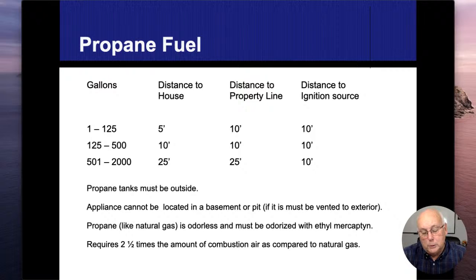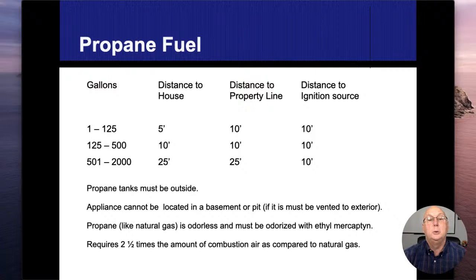Now, our ignition sources are going to be outlets, air conditioning compressor units. If you have an outside distribution panel, that would be considered an ignition source as well. So an appliance cannot be located in a basement or pit. It has to be vented to the exterior. What else we have? Propane, like natural gas, is odorless and colorless. So you're going to need a gas detector to sense that.